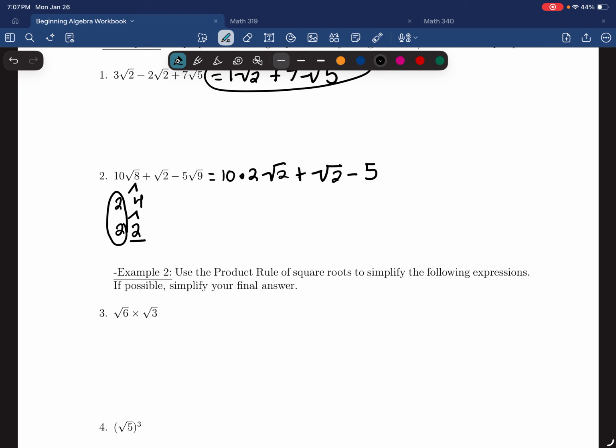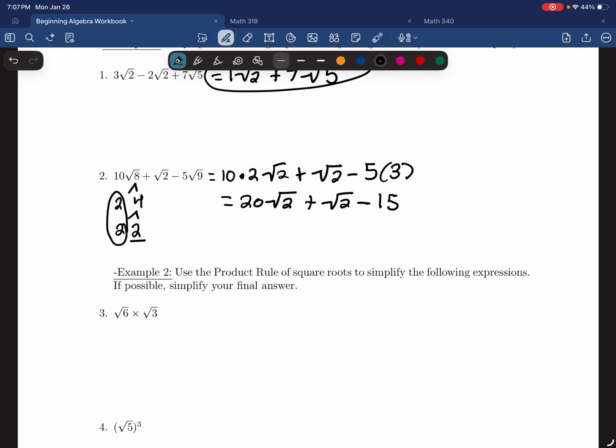What is the square root of 9? Well, the square root of 9 is a perfect number, right? Because 3 squared is 9, so the square root of 9 evaluates to 3. And now that we've simplified everything, let's rewrite this. So 10 times 2, well, that's 20. So we're going to get 20 times the square root of 2 plus root 2 minus 5 times 3, which is 15.